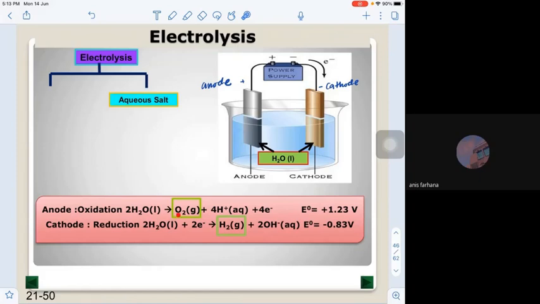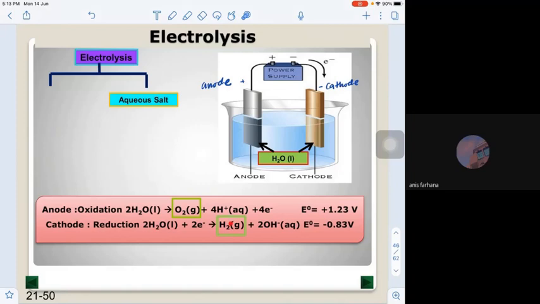Then it turns to oxygen gas plus 4 H plus and 4 electrons with the E naught of positive 1.23. So the product at the anode will be oxygen gas. Then what will be the product at the cathode? The H2O molecules will go to the cathode and undergo reduction there. This is the equation for the reduction of H2O: H2O plus 2 electrons, and the product that we can observe and collect is hydrogen gas. So these are the two products.